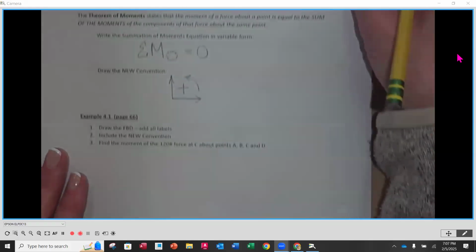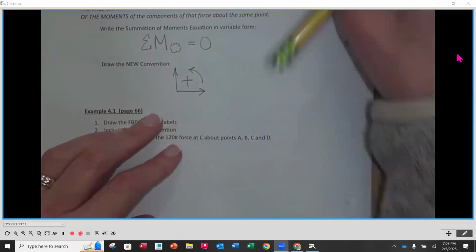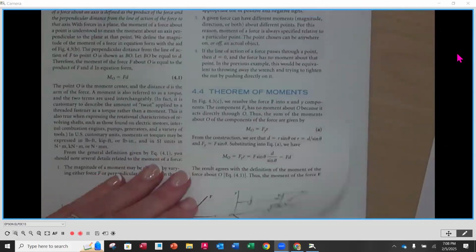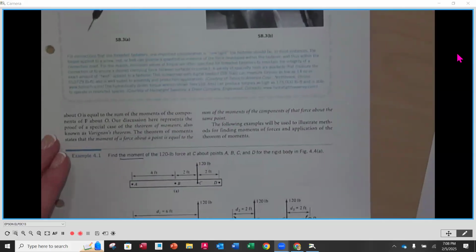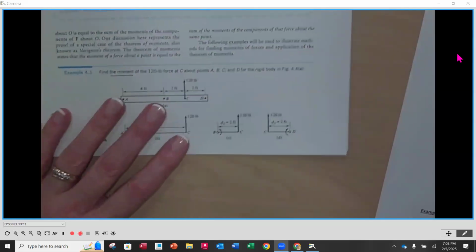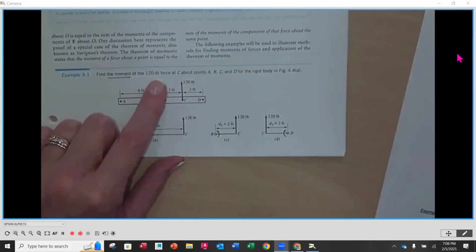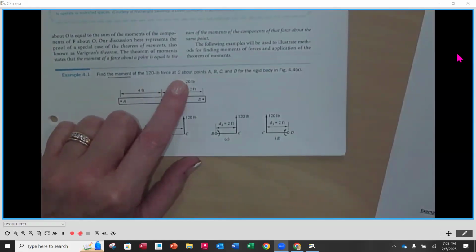So let's look at our first example. This first example is 4-1. It's on page 66 in our handout. So I'm going to turn the page here. Okay. And it starts down here and then it continues. And at the bottom here, it says, we want to find the moment of the 120-pound force at C, okay?